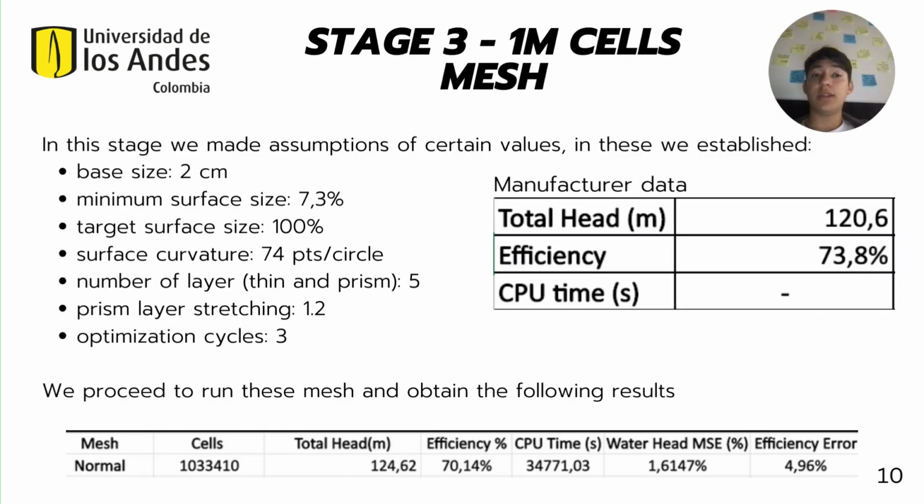In stage 3, we did the meshing, where we started with a million-cell mesh with these conditions: base size 2 centimeters, target surface size 100%, and optimization cycles 3. We also had manufacturer data to compare with: a total head of 120 and an efficiency of 73.8. We ran this mesh of 2 centimeters base size and obtained a total head of 124 meters and an efficiency of 70.14%.